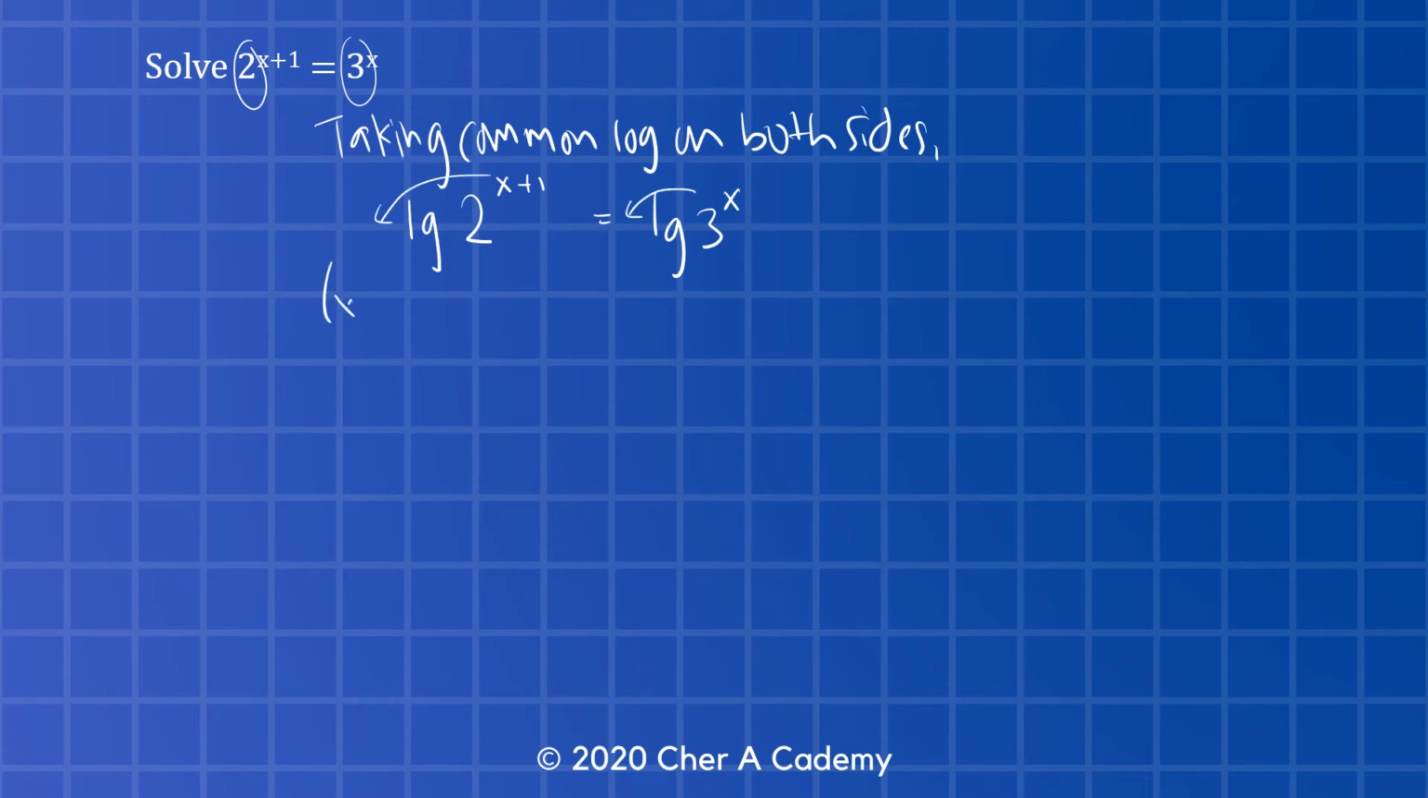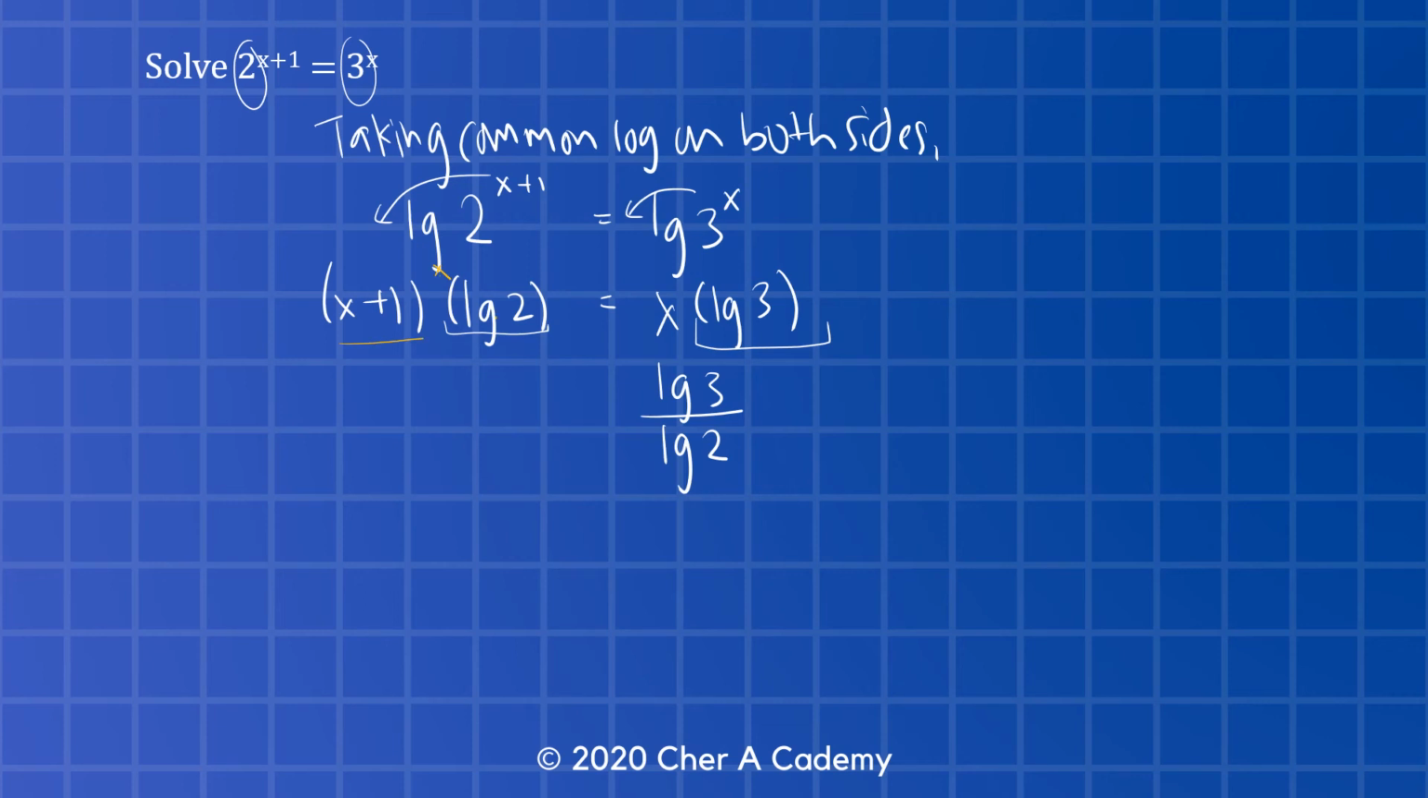So I have (x plus 1) multiplied by lg 2 equals x multiplied by lg 3. Don't be afraid of lg 2 and lg 3. These are values that I can find from the calculator. So I'm going to put them on the same side. Why is lg 2 in the denominator? Because this is (x plus 1) multiplied by lg 2, so when I bring it over to the right hand side, it becomes divide. The same goes for the x's.